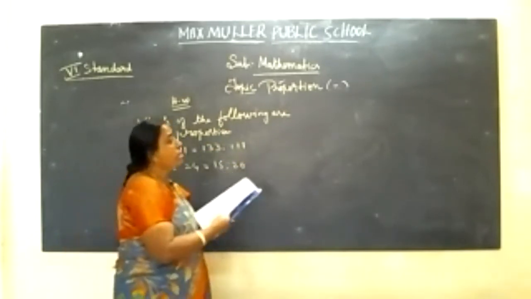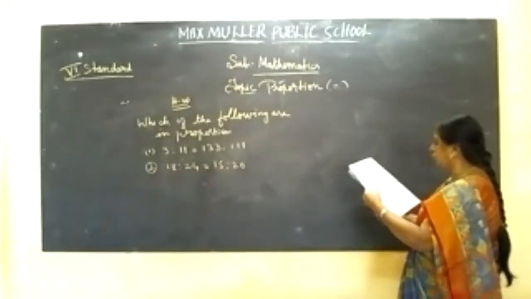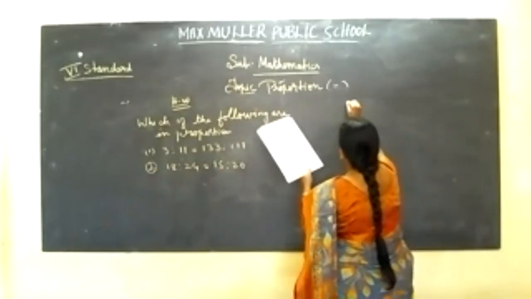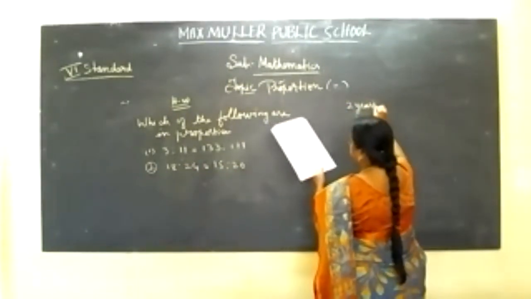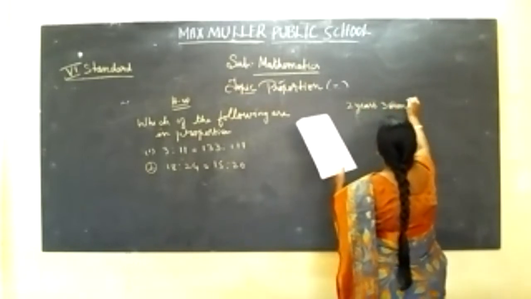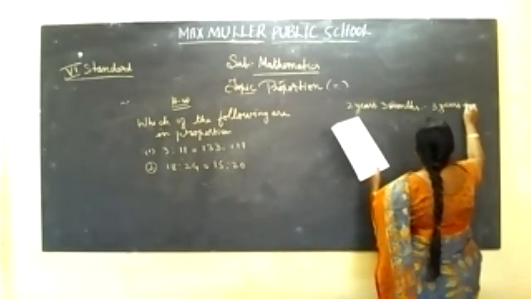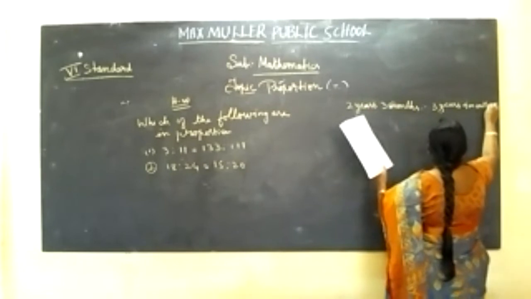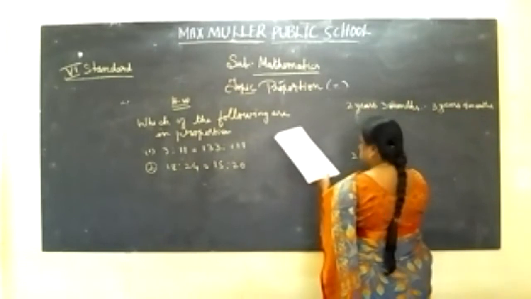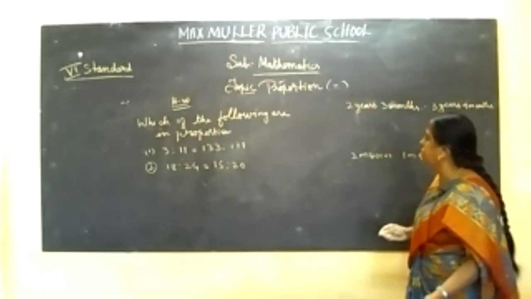These two sums are over. Last week what I gave, no? In that I'll give the answers. So last week I gave two sums as homework. Reduce the ratio. In that, 2 years 3 months is to 3 years 9 months. Okay, this is one sum. One more sum: 2 meter 40 centimeter and 1 meter 44 centimeter. These two sums I have given as homework.